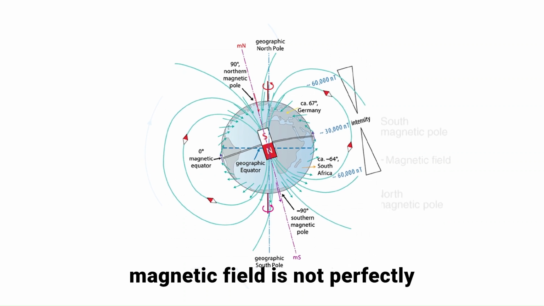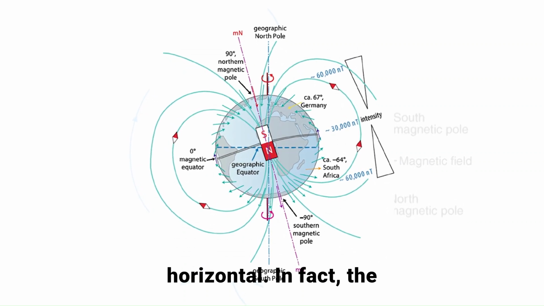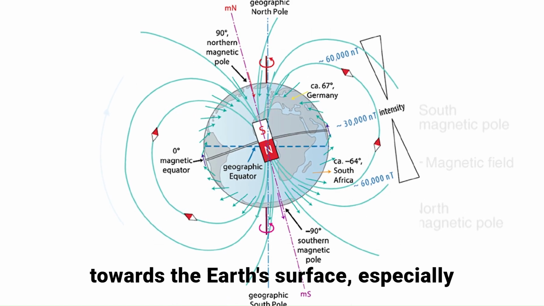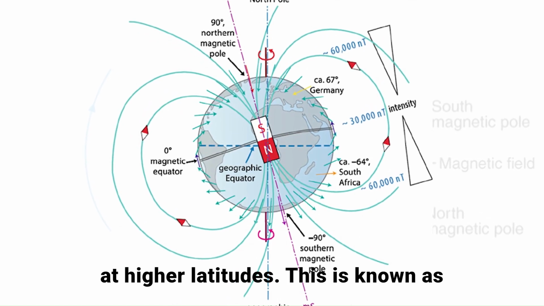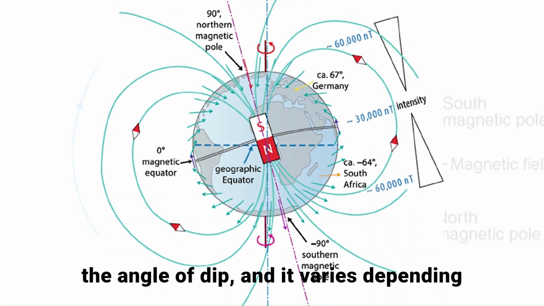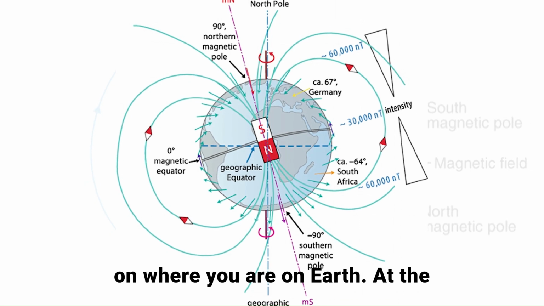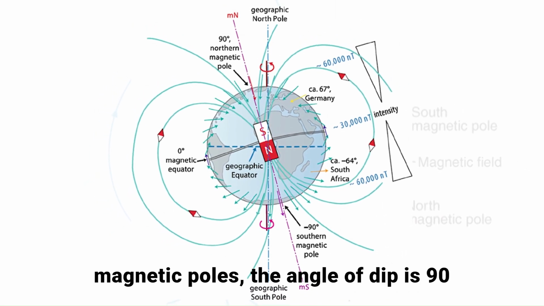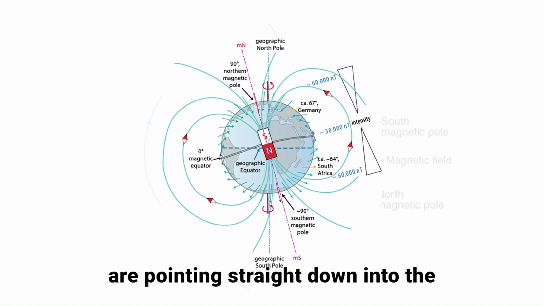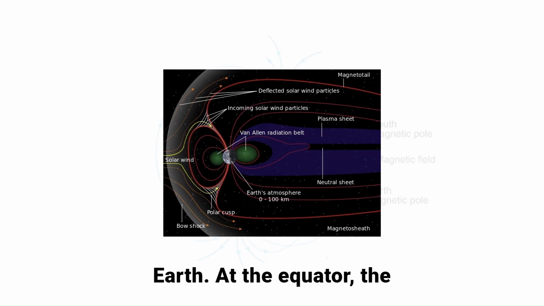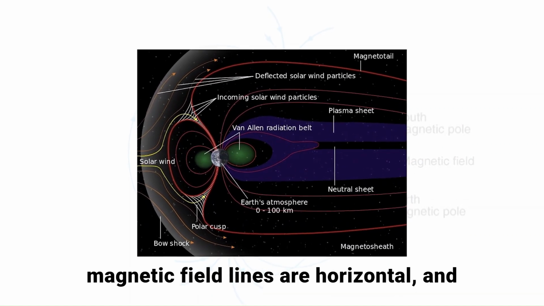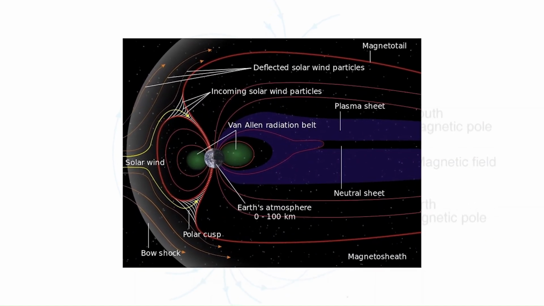Furthermore, the Earth's magnetic field is not perfectly horizontal. In fact, the magnetic field lines dip at an angle towards the Earth's surface, especially at higher latitudes. This is known as the angle of dip, and it varies depending on where you are on Earth. At the magnetic poles, the angle of dip is 90 degrees, meaning the magnetic field lines are pointing straight down into the Earth. At the equator, the magnetic field lines are horizontal, and the angle of dip is 0 degrees.